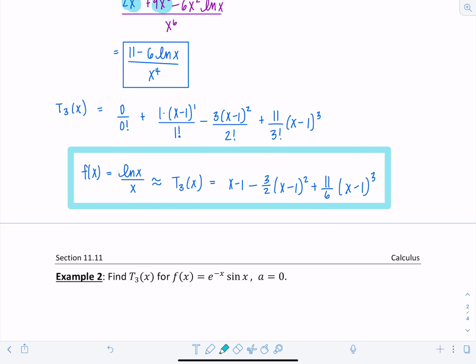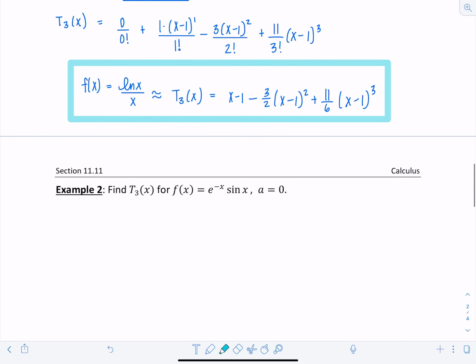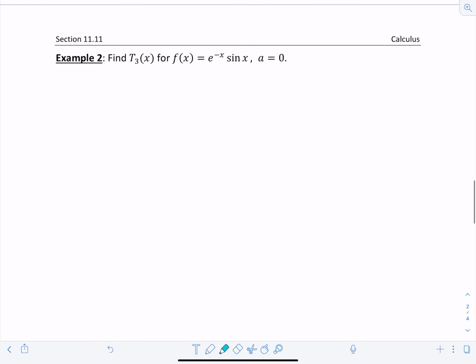All right, let's move on to another example. Maybe do some product rule instead of quotient rule this time. So example 2, find T sub 3 of x for f of x equals e to the negative x sine x, centered at a equals 0 this time.